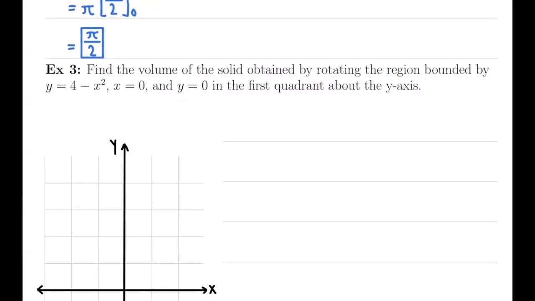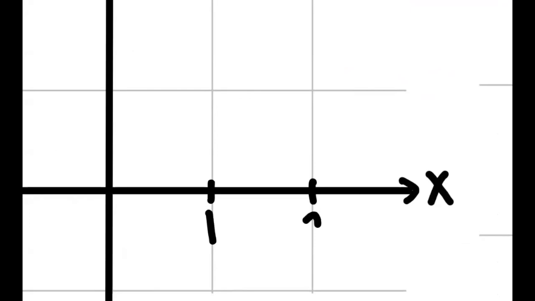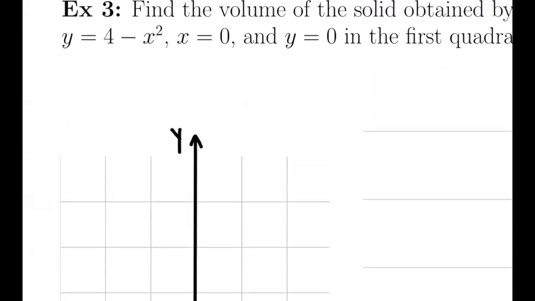All right, so the first thing you should do is graph this. So does anyone know what y equals 4 minus x squared looks like? It's like a parabola. You translate it up, and then you reflect it. Yep. Don't forget that the 4 is going to shift the parabola 4 units up.